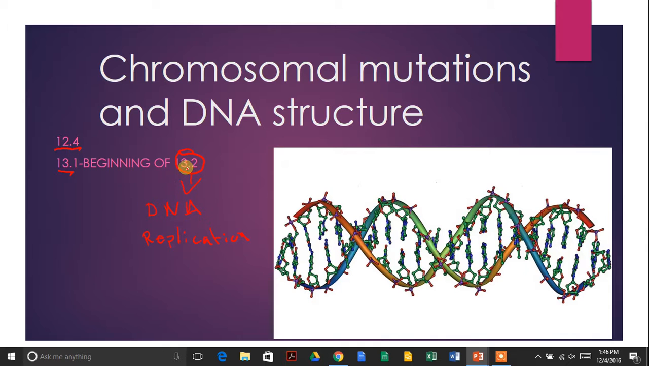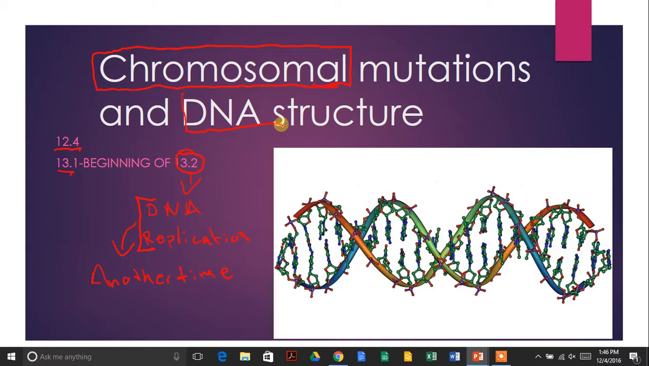So 13.2 will be another time. What we are going to focus on is chromosomal mutation. Chapter 12 is about the chromosomal basis of inheritance, so talking about chromosomes, linked genes, things like that. That's why 12.4 will have to do with mutations that happen on a chromosomal basis that have to do with the whole chromosome. And then we'll talk about DNA structure.